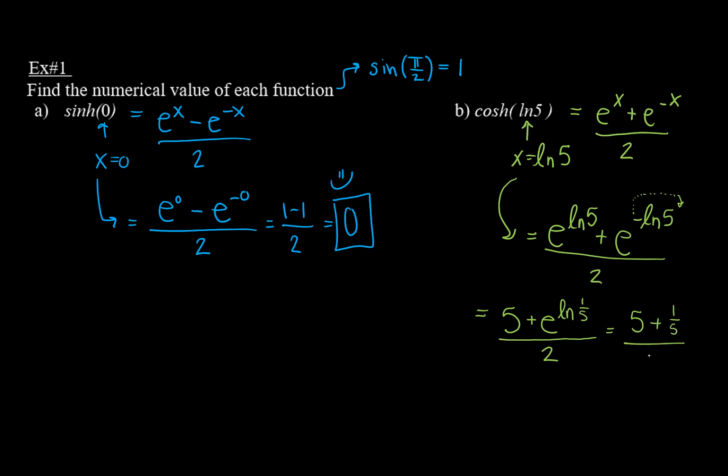Then my e and my natural log cancel each other, and I'm going to end up with 5 plus 1/5 over 2. Well, if I add 5 and 1/5, I'm going to end up with 26/5. You divide that by 2. And then that's actually 26/10, but I can reduce it to 13/5.